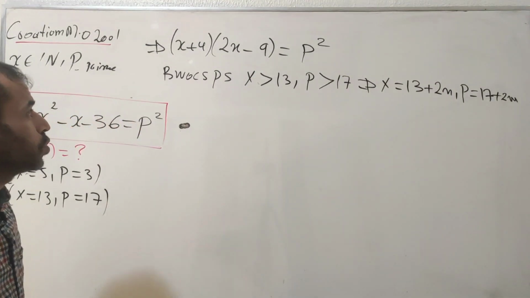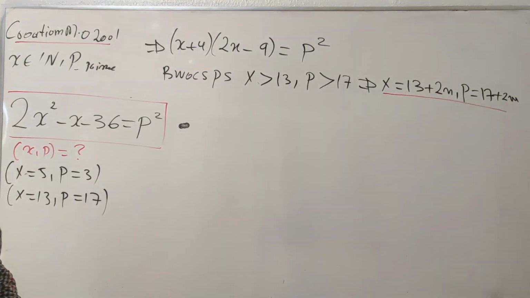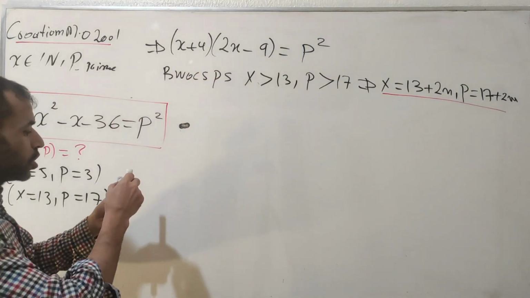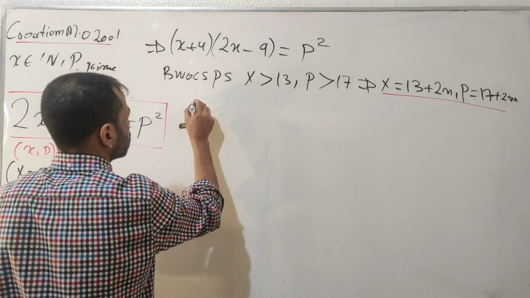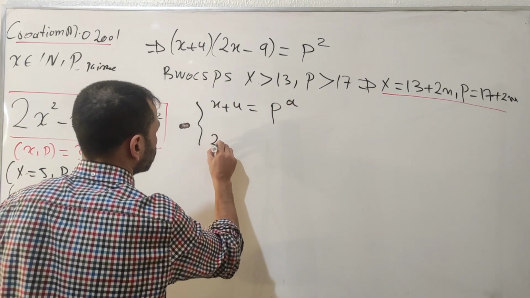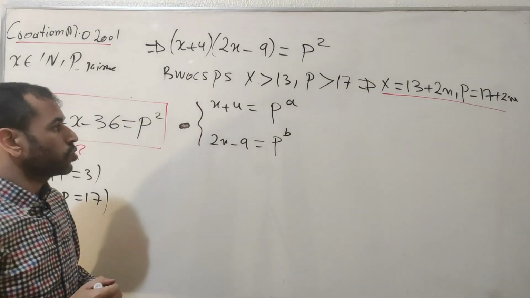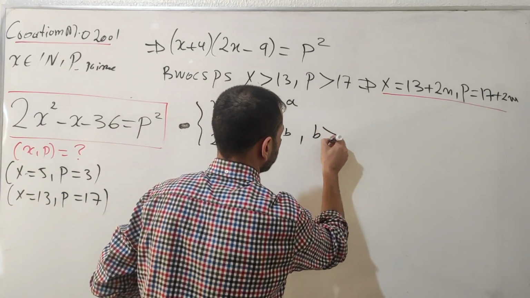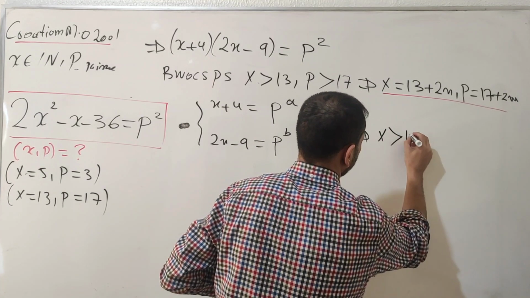Now what to do? I'm going to deal with the power of p. Actually, this one I'm not going to use now. I'm just going to use this one as a power of p. So let's transfer this into the equation system. So I get here x plus 4 is going to take p to the a, and 2x minus 9 is going to take p to the b. Okay, so now the question: when this one becomes bigger than this one, b is strictly greater than a, which implies x is strictly greater than 13.